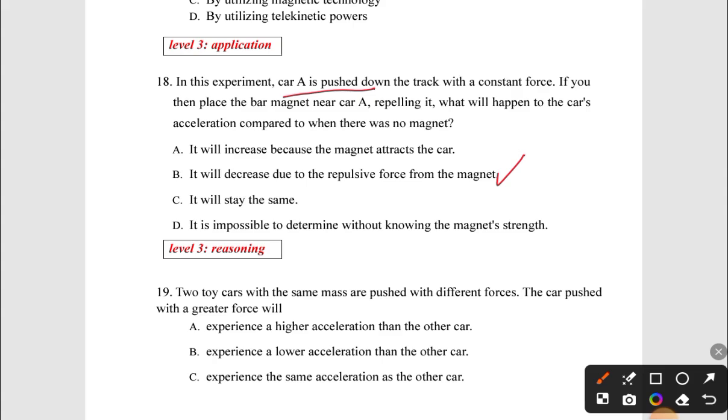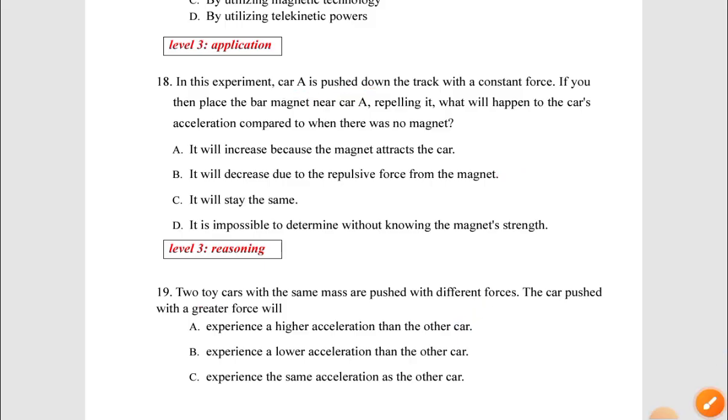19. Two toy cars with the same mass are pushed with different forces. The car pushed with a greater force will A. Experience a higher acceleration than the other. B. Experience a lower acceleration than the other. C. Experience the same acceleration as the other car. Now there is D, but I can see the answer as A. So 19 is actually A.